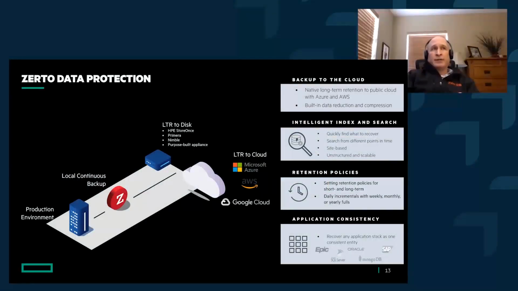Cloud integration points. Zerto Data Protection is a version of Zerto that is much less expensive, and it's meant just for backups. What it does is replicate locally, and then you can push those backups off to some other target. If you look at LTR to disk, that's long-term retention. StoreOnce is a great target via our Catalyst API.